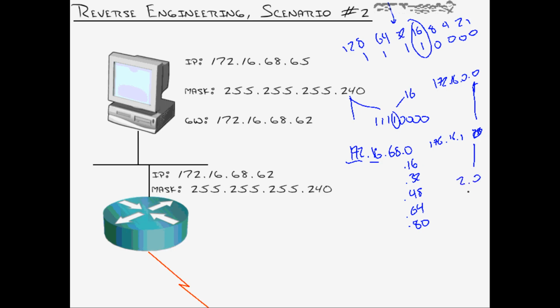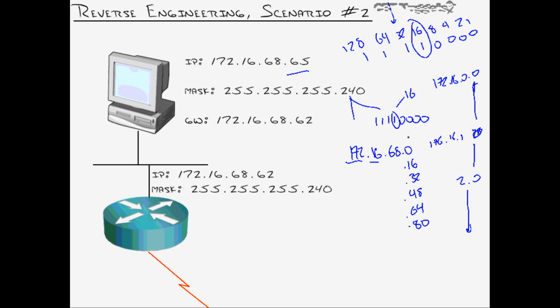So the point is that you would eventually reach 68.0 by counting by 16. It would just take a lot more paperwork to do it. So instead, we can just start from the 0 in the last octet where this network range would have started.